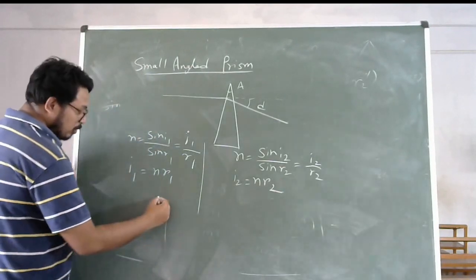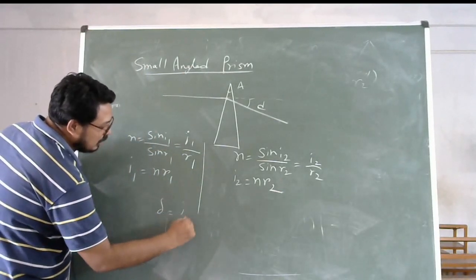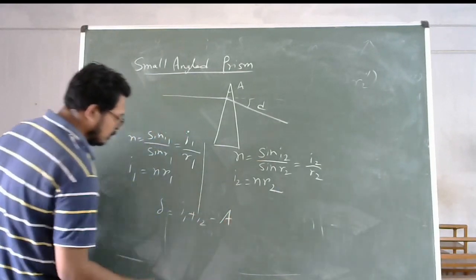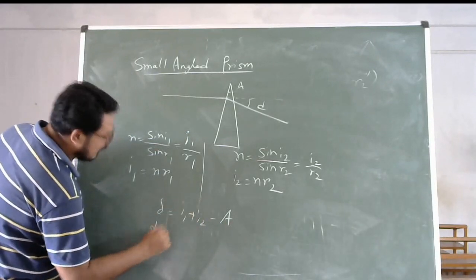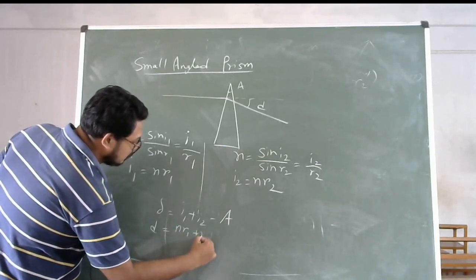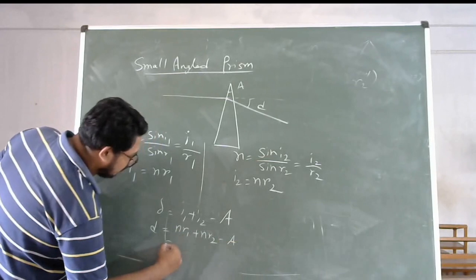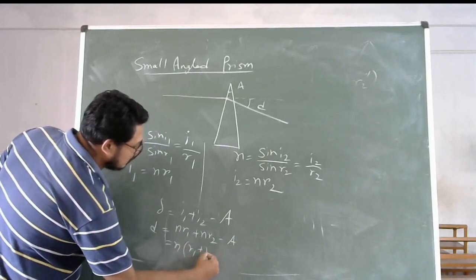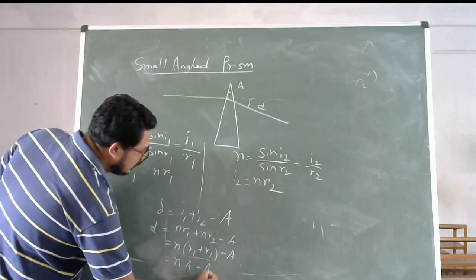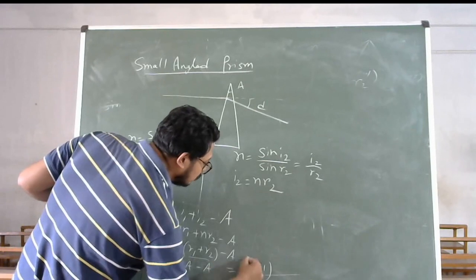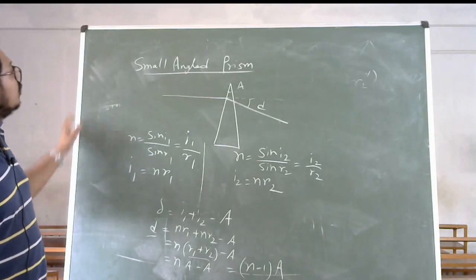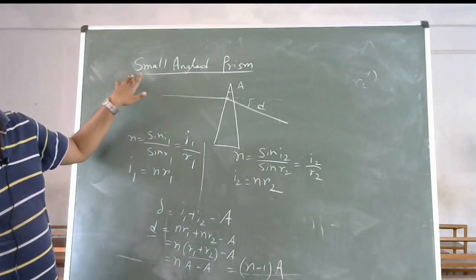Now, what is the formula for D or delta? Delta we know is I1 plus I2 minus A. If you apply the values here, delta we consider as D, I1 value is n R1 plus n R2 minus A. If you take n common, n (R1 plus R2) minus A. We know that R1 plus R2 value is also A, so n A minus A. So this formula will become (n minus 1) into A, the value of angle of deviation through a small angle prism. Clear?